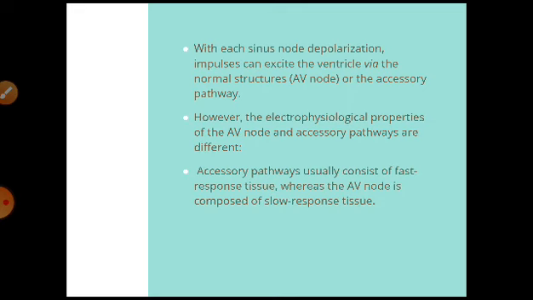Accessory pathway usually consists of fast response tissues. Now, this is a very important point to understand. AV nodes, as I told you from the beginning itself, are conducting very slowly, right? Their velocity is very slow. While this new pathway, which is an accessory pathway, has a difference of velocity compared to the AV node. They are much faster than the AV node.